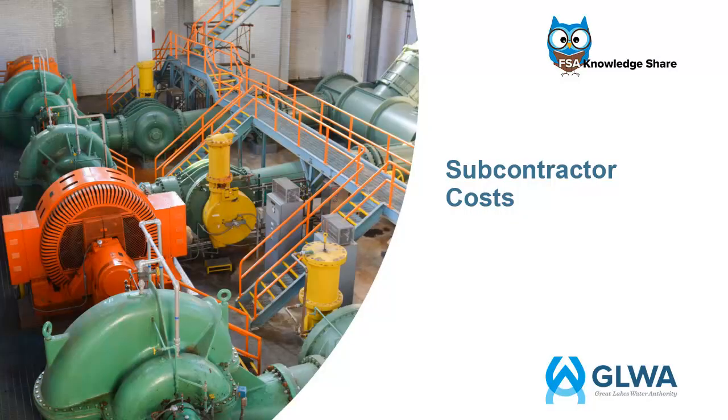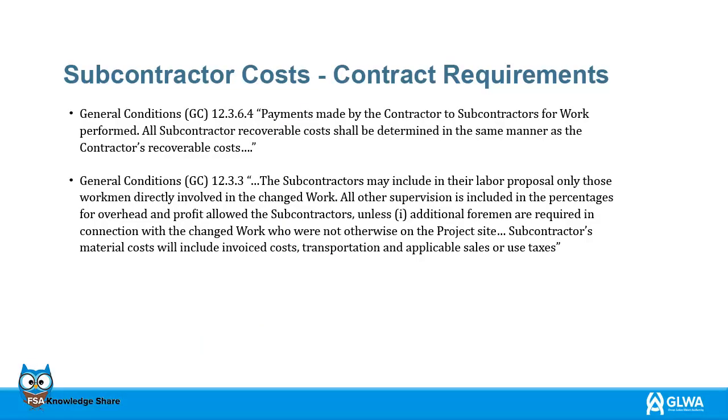Our contract stipulates that the subcontractor shall provide the same level of cost proposal detail as is required for the prime contractor. The administration of a CCD can be found in Article 12 of GLWA's construction contract. The following slides will refer to specific sections of the contract which pertain to Subcontractor Costs contract requirements.